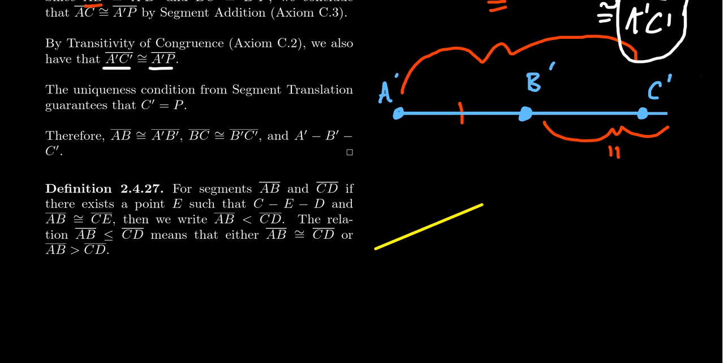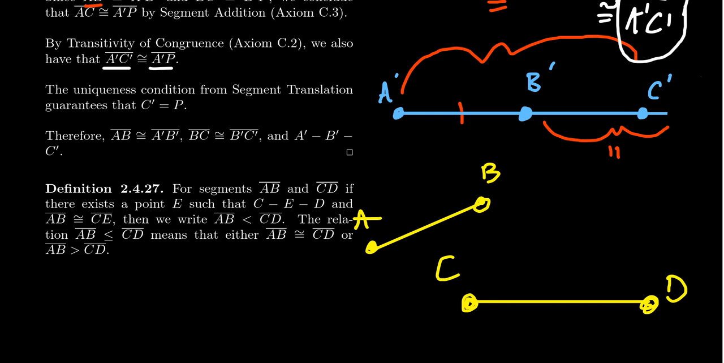We have our two segments, something like this. So we have A, we have B, we have C, we have D, right? And so then the thought is, if I translate segment AB onto the ray CD, then there's going to be some point E over here, right? Where does E live? Is E between C and D? If so, we say that AB is less than CD.